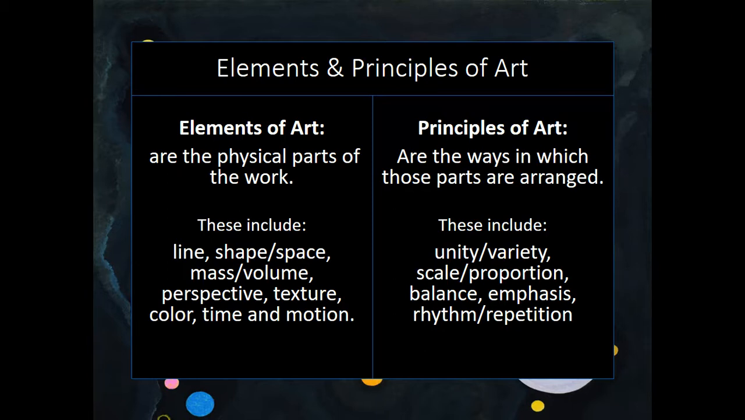The elements of art are the physical parts of the artwork, and these include the following: line, shape, space, mass, volume, perspective, texture, color, time, and motion. On the flip side of that, we have the principles of art, and these are the ways in which those parts are arranged. And those include the following: unity, variety, scale, proportion, balance, emphasis, rhythm, and repetition.